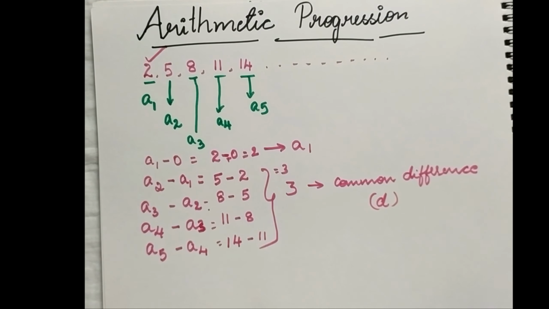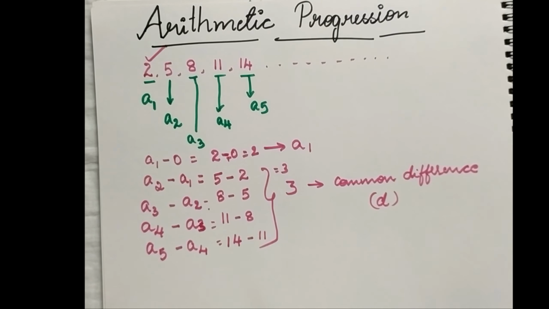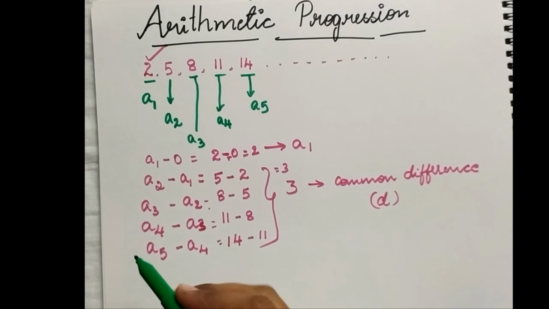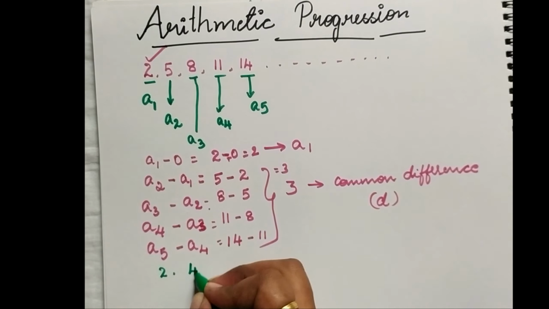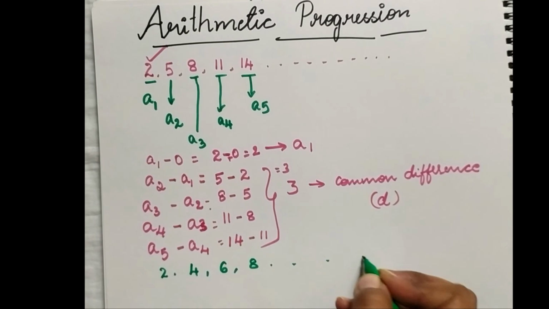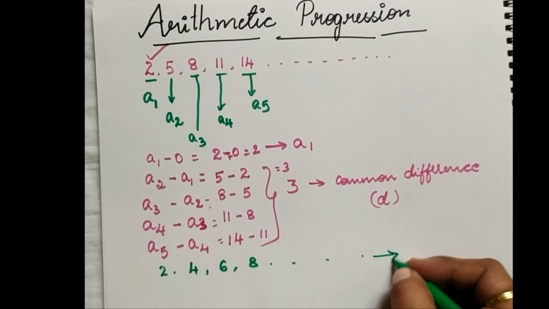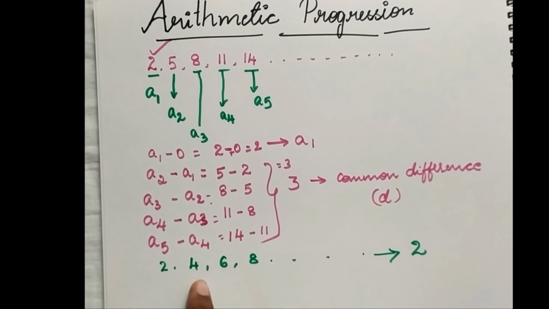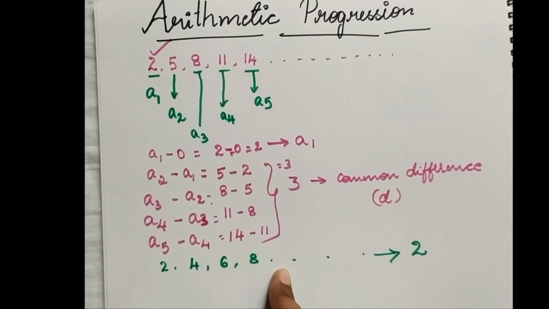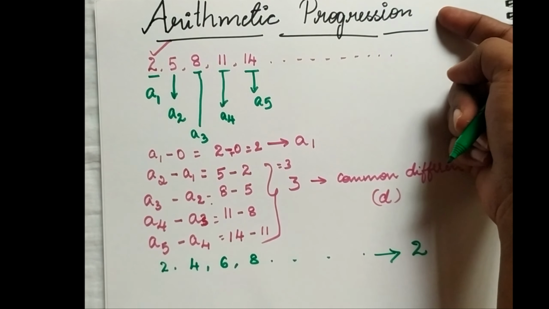This is called the common difference between each number, and a sequence with a common difference, I call it an arithmetic progression. This sequence follows a certain pattern. An example of arithmetic progression is the series of even numbers: 2, 4, 6, 8, and so on. The common difference between each number is 2, so it is an arithmetic progression.